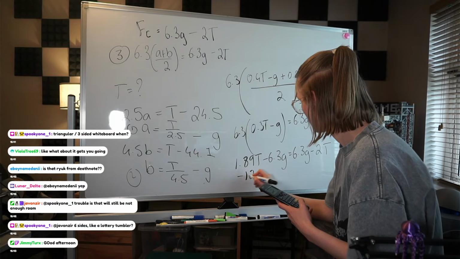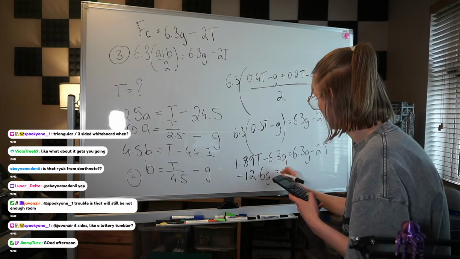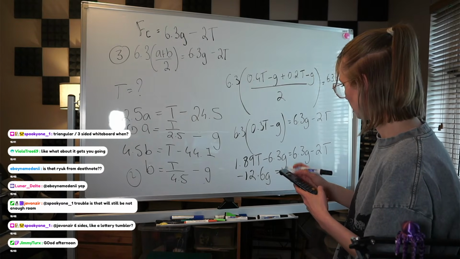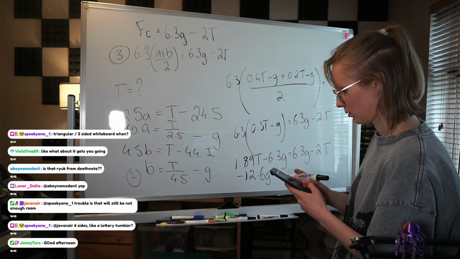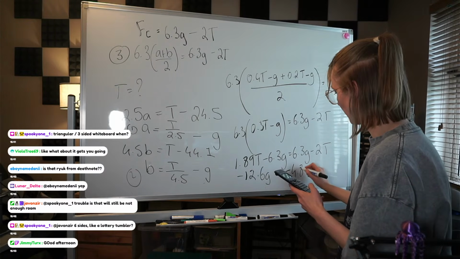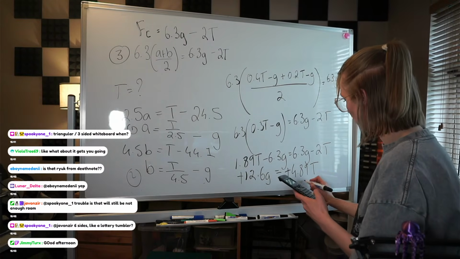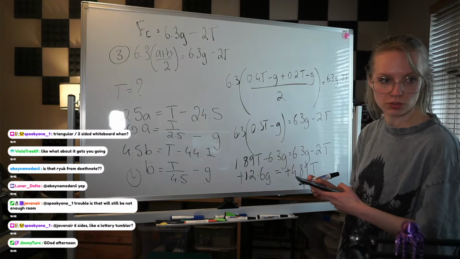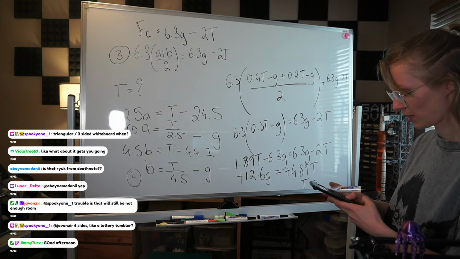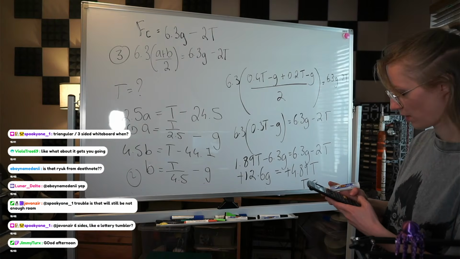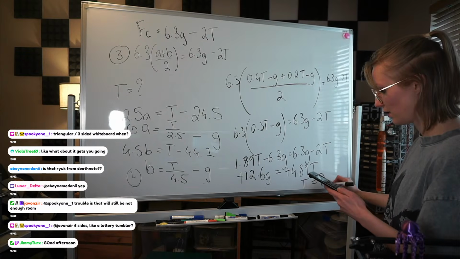12.6g is equal to minus 4.89t. The minuses cancel. Bring that across. T is equal to 12.6 multiplied by 9.8 divided by 4.89, and t is equal to 25.